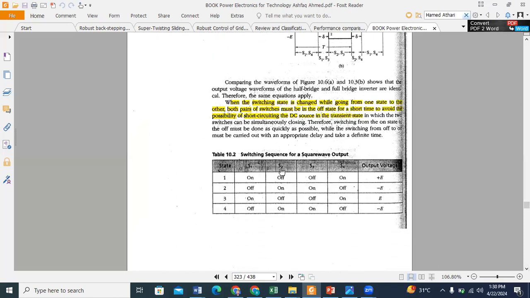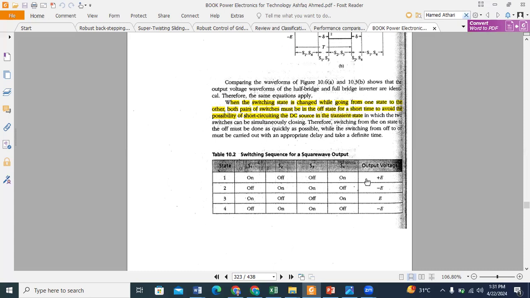The switching sequence for a square output can be formed with switches 1, 2, 3 and 4 turned on at the instants. At one instant of the single phase entity we can get it this way. At the same instant two switches are on and the other two are off. So at the first stage S1 and S4 are on and S2 and S3 are off, and at the output, the potential of plus E is formed.